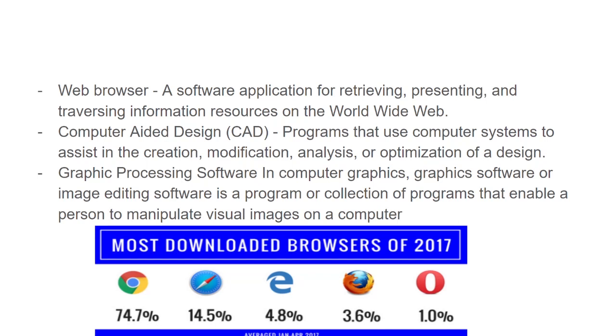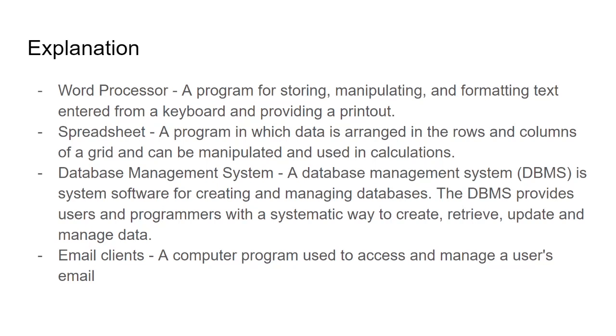Web browser, anything that helps to retrieve, present, or transfer information from the World Wide Web or www. Word processor is anything for storing, manipulating, and formatting of text. Spreadsheet is a way in which data can be presented in rows and columns and can be used in calculations. A database provides the user and programs with a systematic way to create, retrieve, update, or manage data. And an email client is where the user can access their email.